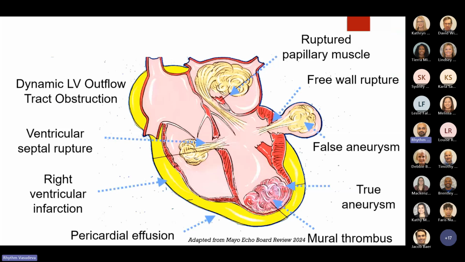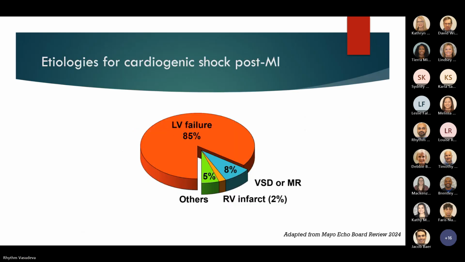This is a good summary slide that shows all the mechanical complications, at least that we talked about, from dynamic LVOT obstruction to a VSD rupture, RV infarct, pericardial effusion with suspicion for free wall rupture, a mural thrombus, a true aneurysm in itself, which increases your risk for a mural thrombus, a pseudoaneurysm, which has a very high risk of rupture, a rupture itself, and then a ruptured papillary muscle. And overall, even though we've talked about all this, the most common cause of cardiogenic shock post-MI remains pump failure, right? So that's always going to be the main thing that you consider and you treat.